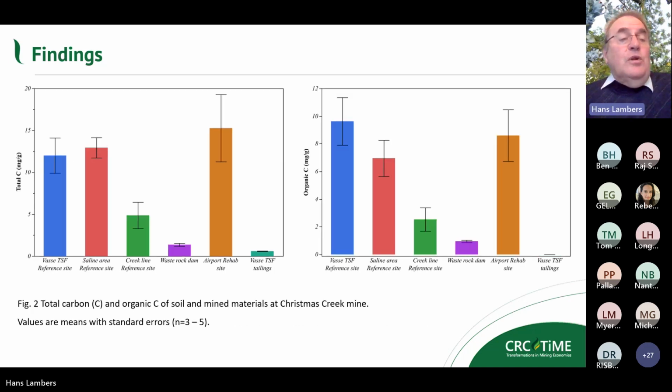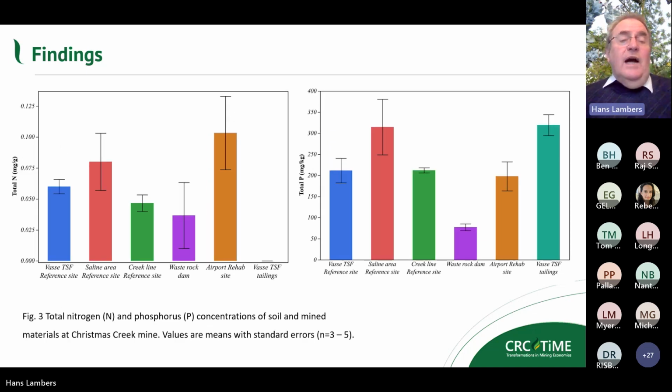Total carbon, or more importantly, organic carbon, because that is really what matters. It's not the carbonate, it's the organic carbon that is really of interest, because that's a substrate for bacteria, and those bacteria and other microbes are very important to actually build up the soil. So the reference site has a very high organic carbon content compared to the rest. And at the airport rehab site, we also have a fairly high carbon concentration, but some of the other sites, especially the vast tailings storage facility, have very low organic carbon concentration. So really, our efforts must be directed towards building up that carbon and turning the tailings into a functional soil over here. Nitrogen is a very similar story.